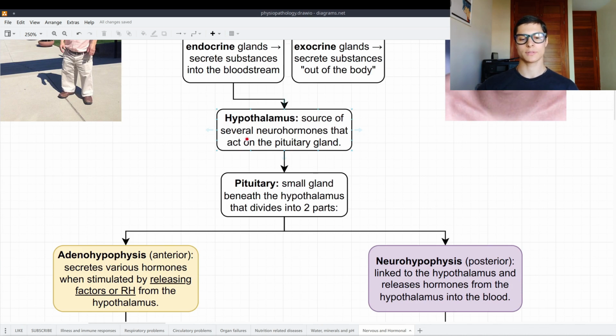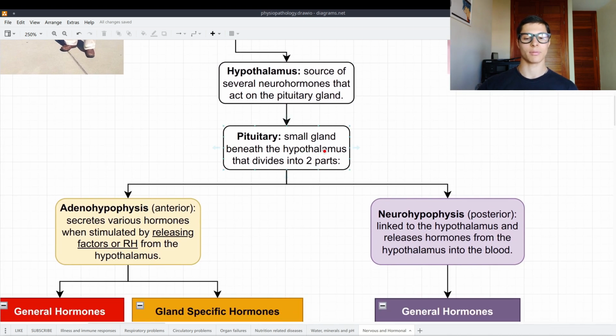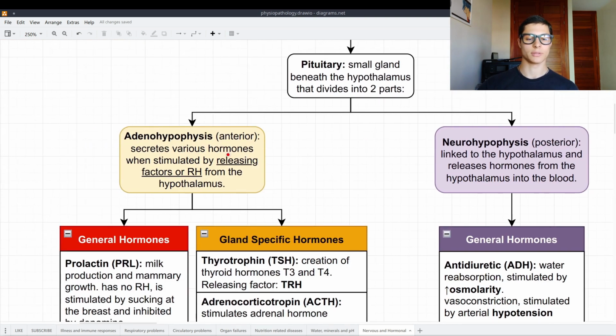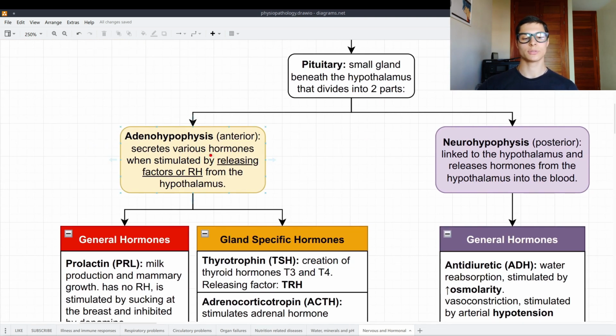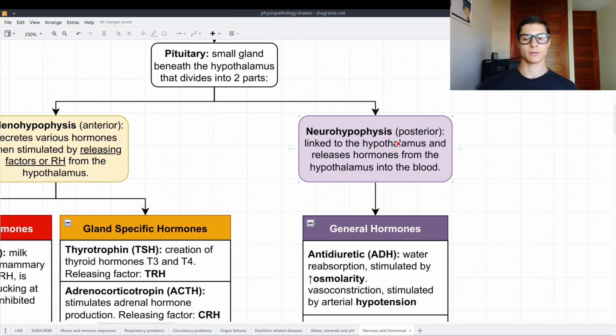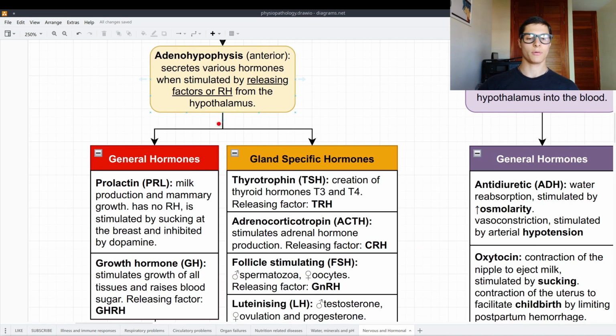Hypothalamus, it's a source of several neurohormones that act on the pituitary gland. The pituitary gland is a small gland beneath the hypothalamus that divides into two parts. The adenohypophysis or anterior, which secretes various hormones when stimulated by releasing factors or releasing hormones, RH, remember that, from the hypothalamus. And the neurohypophysis or posterior, which is linked to the hypothalamus and releases hormones from the hypothalamus into the blood. So the hormones of the adenohypophysis.